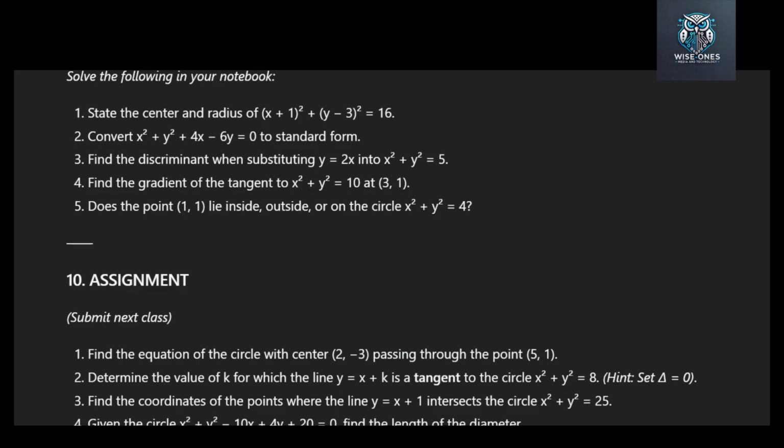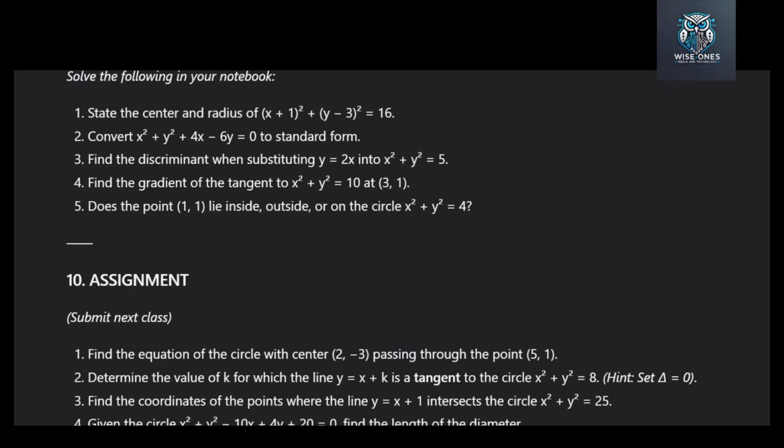Section 11. Standard form is (x - a)² + (y - b)² = r². Center is (a, b). Radius is r. General form is x² + y² + 2gx + 2fy + c = 0. Center is (-g, -f). Radius is the square root of (g² + f² - c).